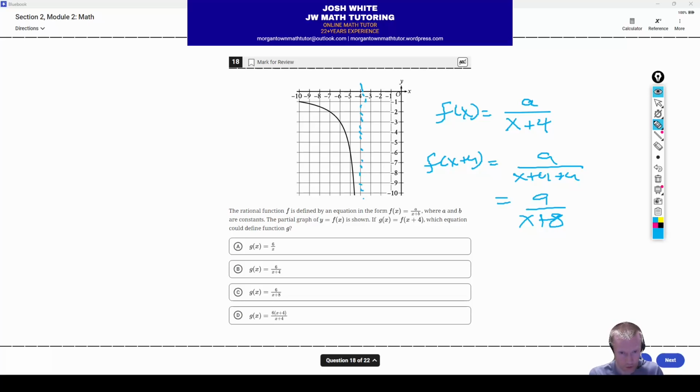Go through the answer choices. You only see one thing which has x plus 8 in it. Cross that out, cross that out. So it's got to be letter C, and that is the correct answer. So this is one way to think about it.